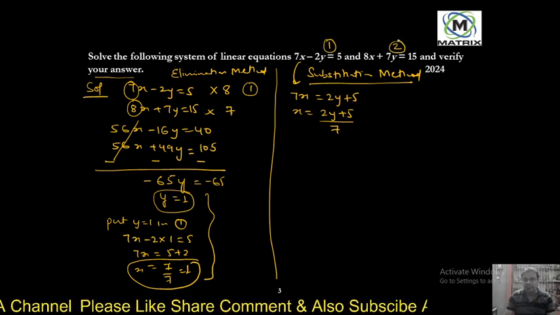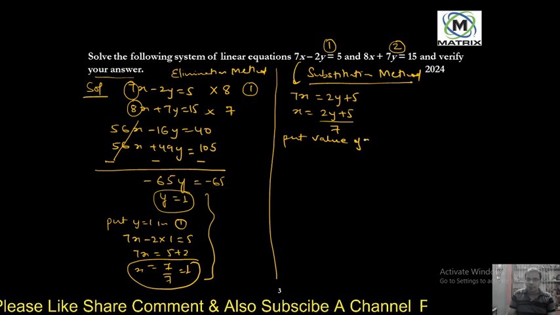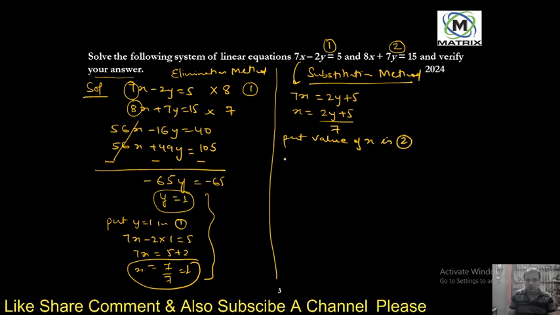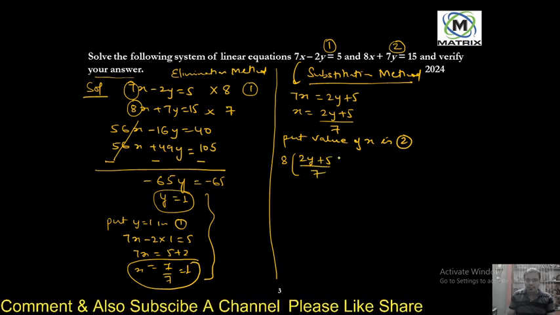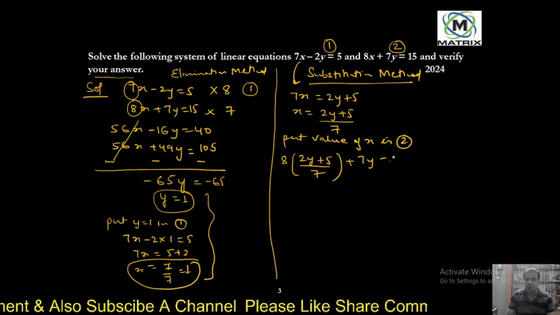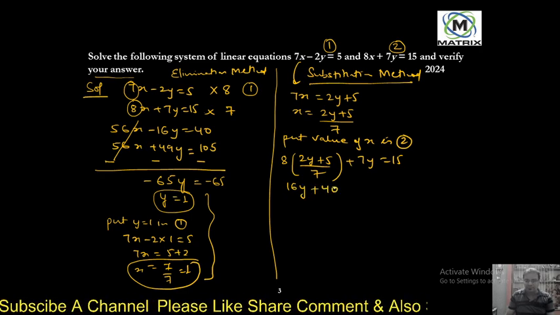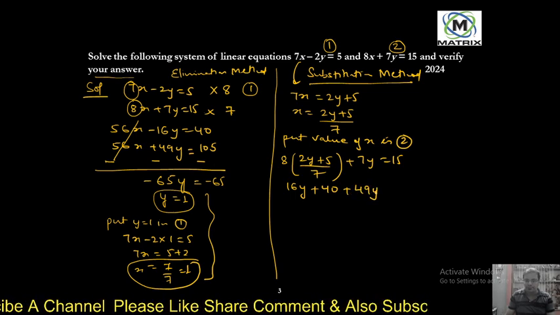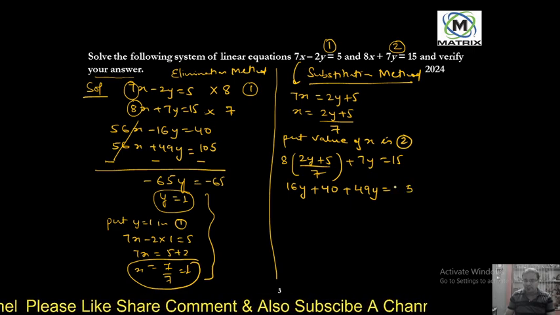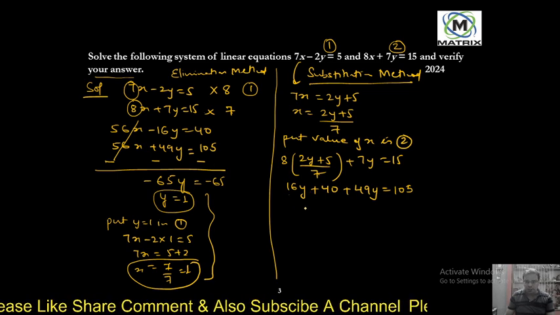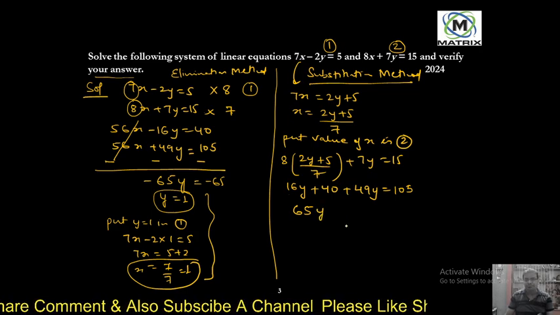Now this value of x can be put in equation number 2. Put the value of x in the second. So we said that the value of x is (2y + 5)/7. Then 8 times that plus 7y equals 15 will be there, right? 8 times 2y is 16y, 8 times 5 is 40, 7 times 7y is 49y, and then 7 can be multiplied with 15: 7 times 15 is 105. Okay, 49 and 16 is 65y.